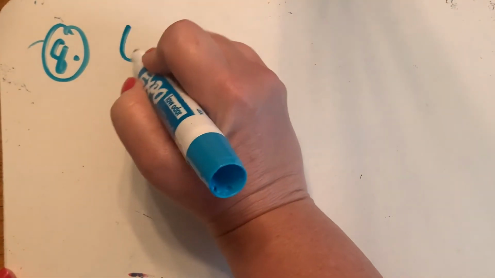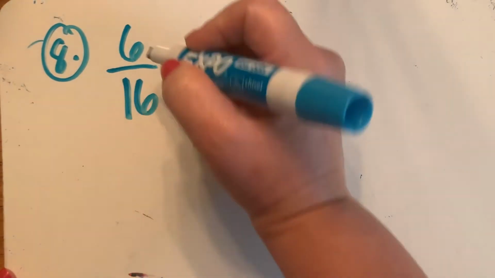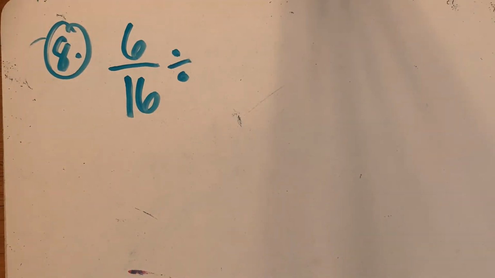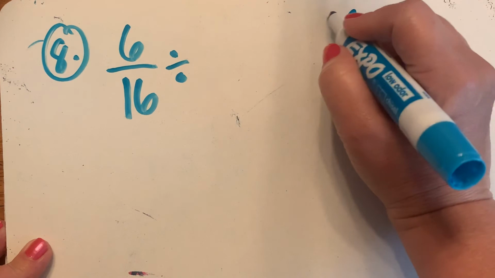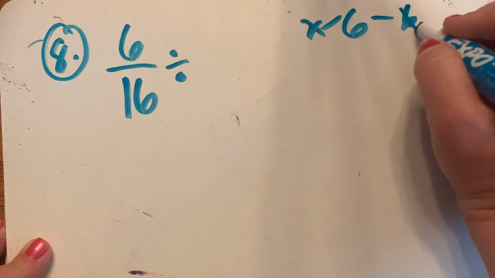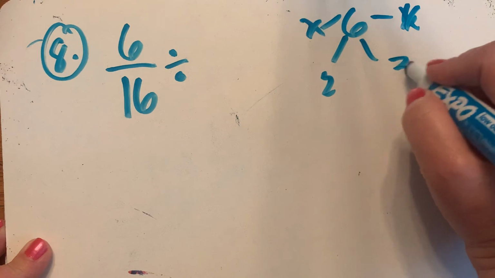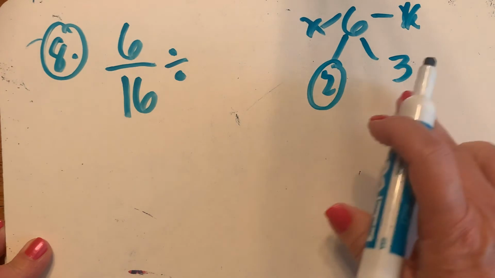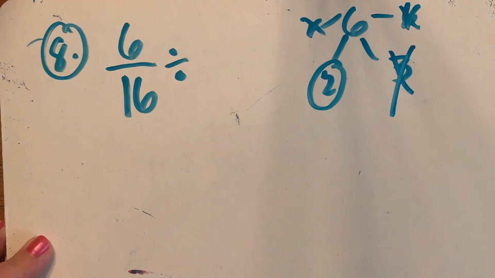Number 8 is 6/16. Now ask yourself, will the numerator go into the denominator? No, 6 will not go into 16. So we have to find a number that will go into 6 and 16. Go. Okay, think about your factors of 6. 1 times 6, which we're not going to use either one of them. 2 times 3. Now, that's all there is. So, will 2 go into 16? Yep. Will 3 go into 16? No. So, what are you going to divide by? 2. So, go divide by 2.